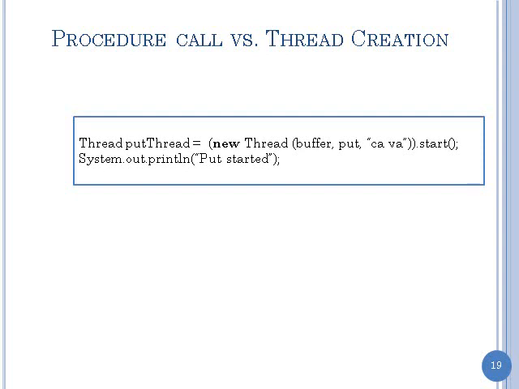How about this? I still don't want to go the Java Gosling way. I want to do things myself. So I say new thread, and I pass to the thread the object on which I want to invoke the method, the method itself, and the arguments of the method. I say new thread buffer put sava dot start. I don't have to create a new class. I don't have to create a runnable implementation or a subclass of thread. I just do this. This is the standard way of doing threads, by the way, in operating systems.